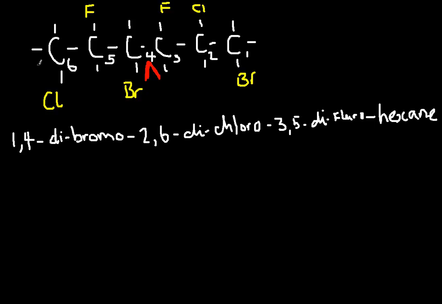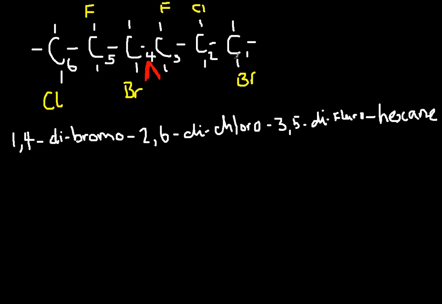I've numbered right to left, not because the seesaw rule told me to, but I had to go beyond that, and the alphabet rule told me that the halogen that came first in the alphabet gets to have the lowest total prefix numbers. 1 plus 4 is 5, rather than numbering here. 3 plus 6 was 9, so I end up with 1, 4, dibromo, 2, 6, dichloro, 3, 5, difluorohexane. That's how you name haloalkanes when neither end is heavier in halogens.